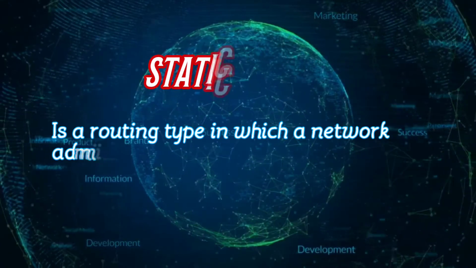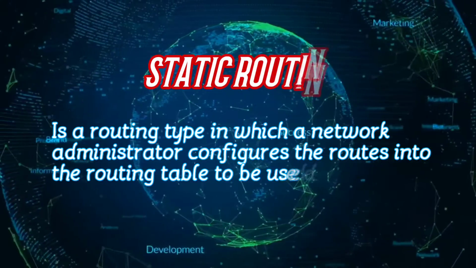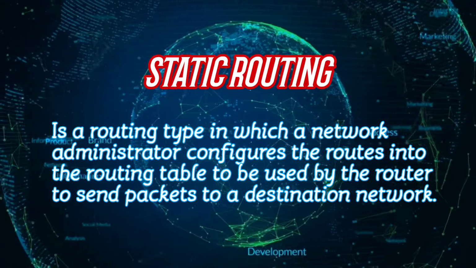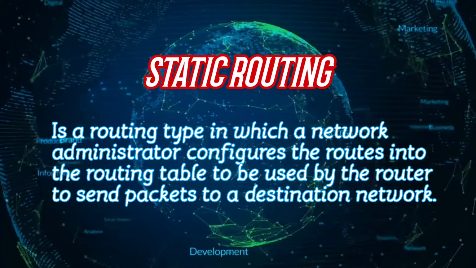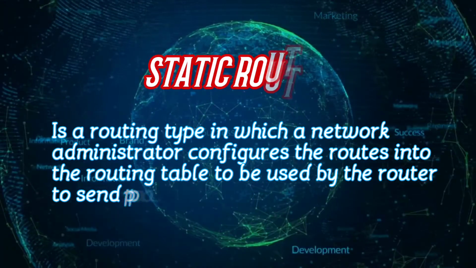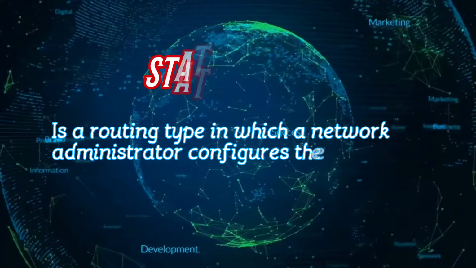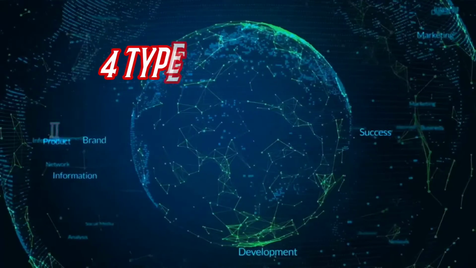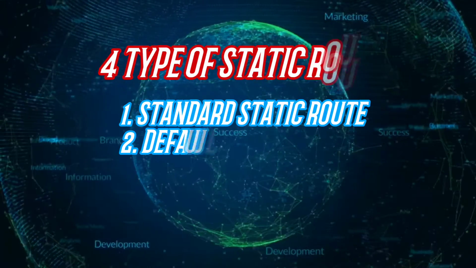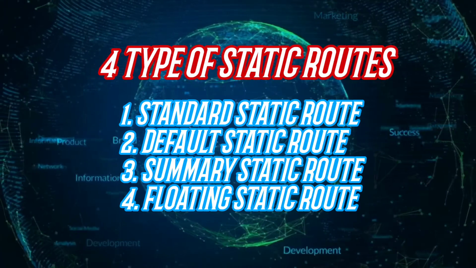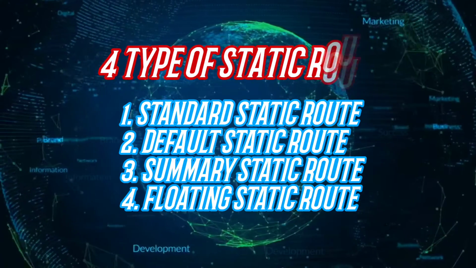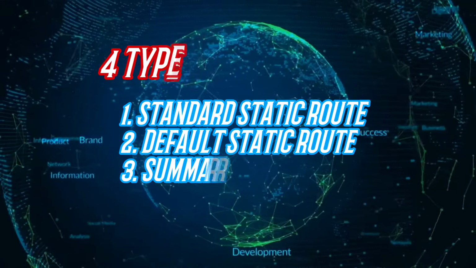First, let's define static routing. Static routing is a routing type in which a network administrator configures the routes in the routing table to be used by the router to send packets to a destination network. There are four types of static routes, namely standard static route, default static route, summary static route, and floating static route.